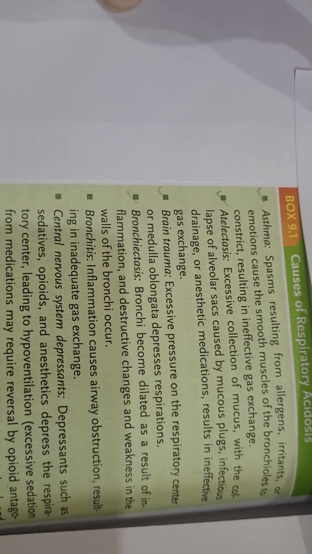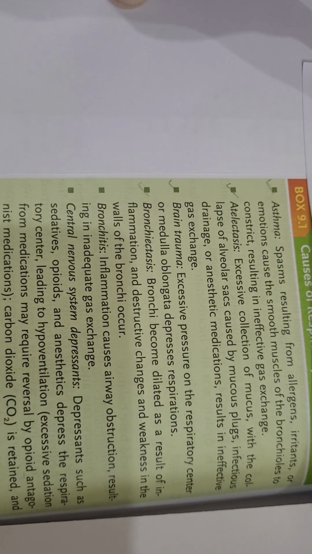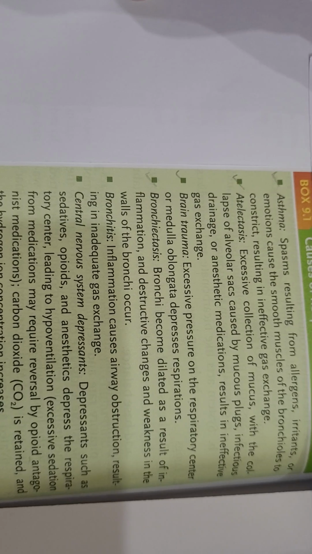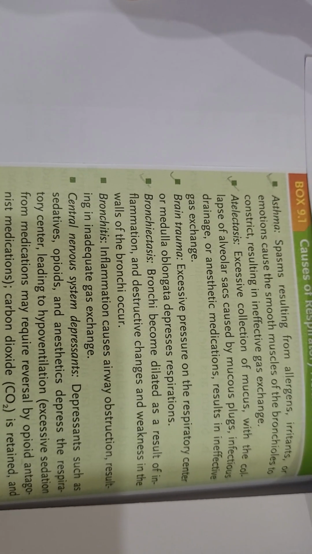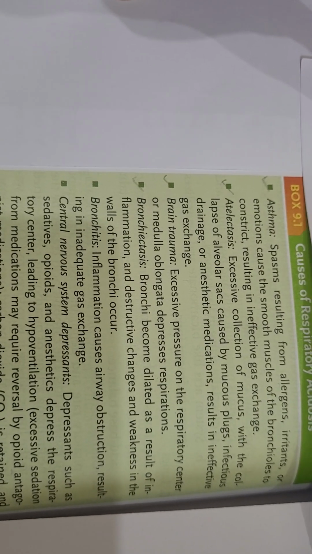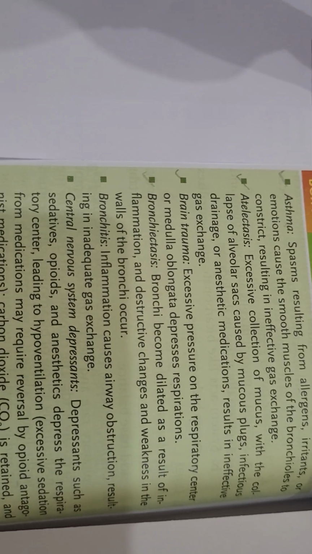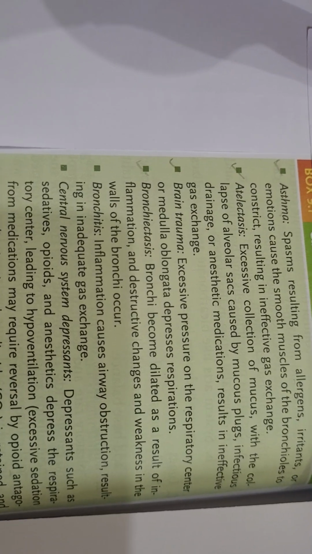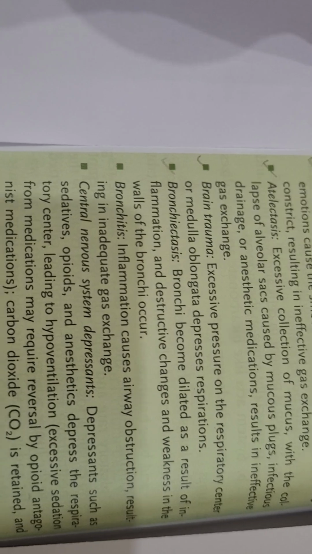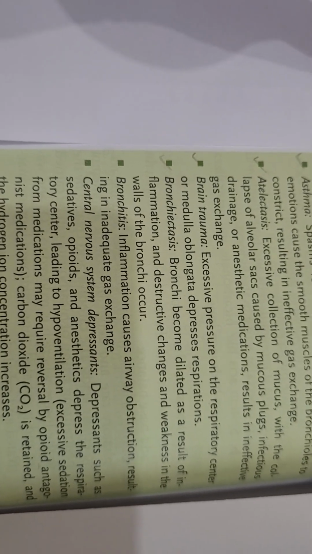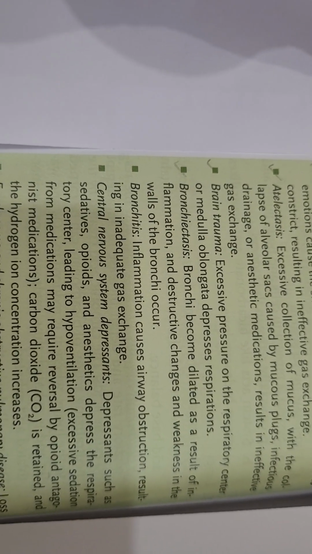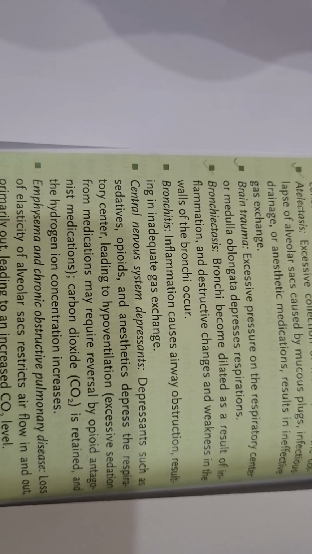Then number 4, bronchiectasis, where the bronchi become dilated as a result of inflammation. There is an inflammation in the bronchi, they become dilated, and destructive changes and weakness in the walls of the bronchi occur. So there are changes in our bronchi walls, and due to this there is a problem in gas exchange. Then bronchitis is inflammation of the bronchi. It also causes airway obstruction resulting in inadequate gas exchange. It will also cause respiratory acidosis.